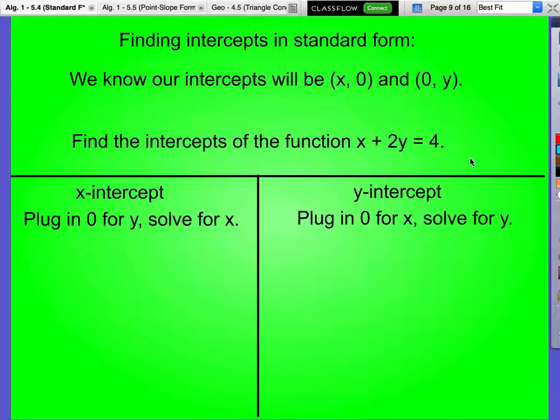Okay. So, finding intercepts when you're in standard form of the equation. Reminder, what is our standard form of an equation? Ax plus By equals C is our standard form. Slope-intercept was y equals mx plus b. Now we will normally use slope-intercept form. That becomes our primary, even though this is called standard.